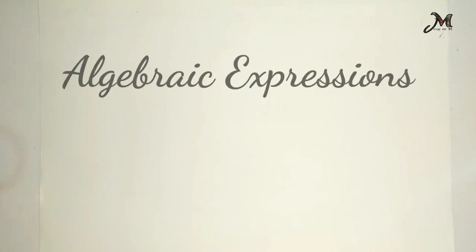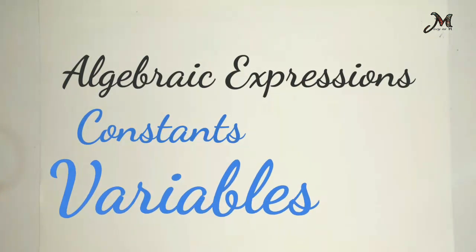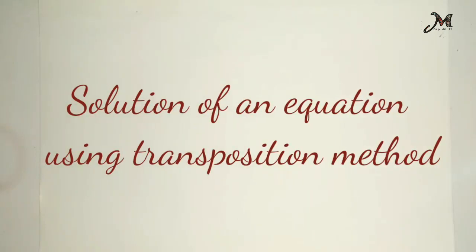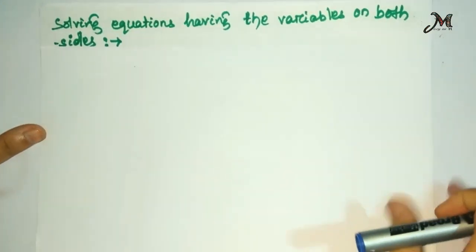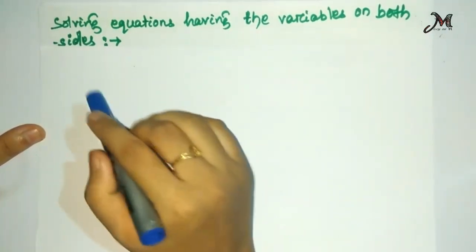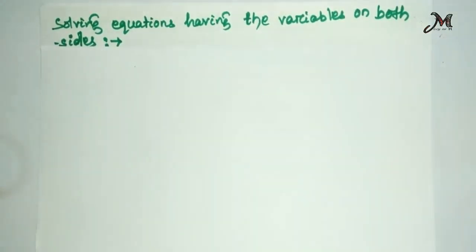In the previous video, I have already discussed algebraic expressions, constants, variables and how to solve an equation using the transposition method, right? So first we'll see how to solve an equation when we have variables on both the sides, okay? Solving an equation having variables on both the sides.